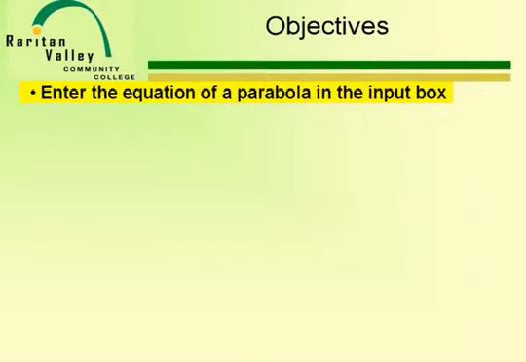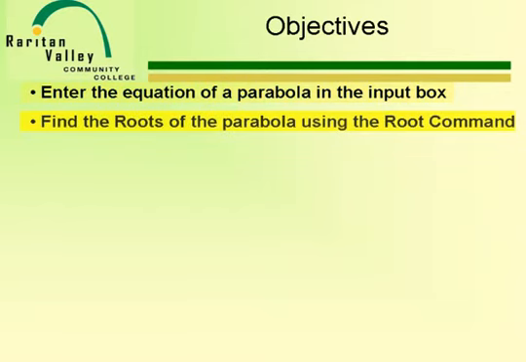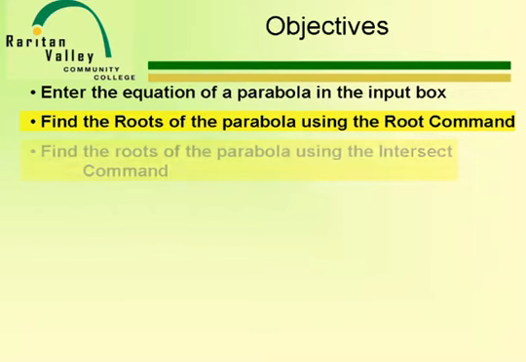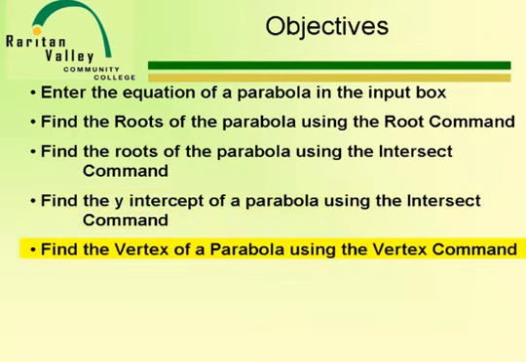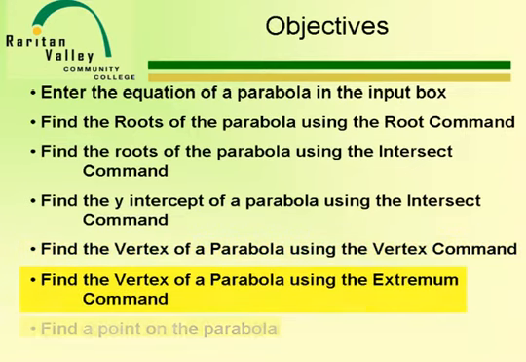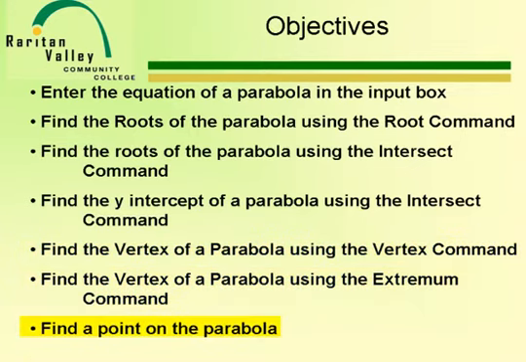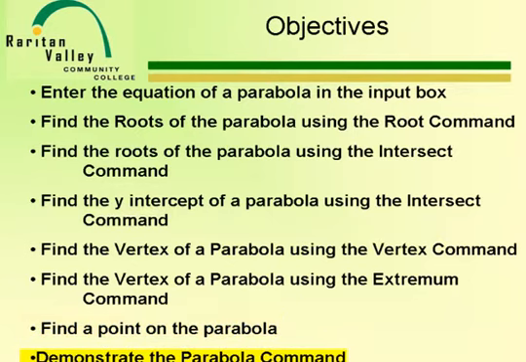And this is session 4 on GeoGebra, and this is the 5th module on parabolas. In this module, we're going to enter the equation of a parabola in the input box, both in y equals form and f of x form. We're going to find the roots of the parabola two different ways, using the root command and the intersect command. We're going to find the y-intercept of the parabola using the intersect command. And we're going to find the vertex of the parabola, again two different ways, using the vertex command and the extremum command. Finally, we're going to find a point on the parabola, and we're going to demonstrate the parabola command.